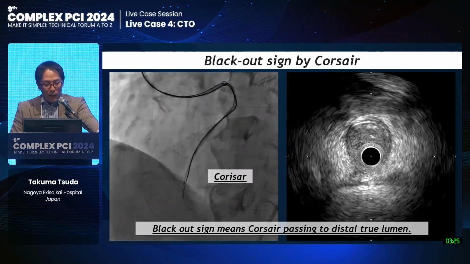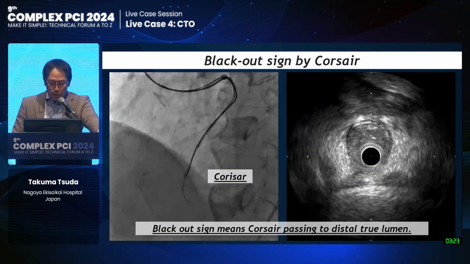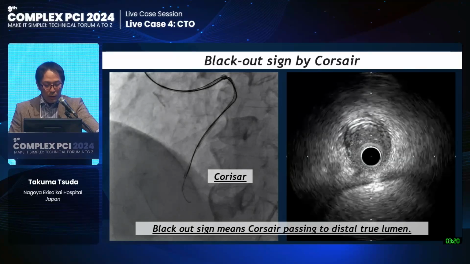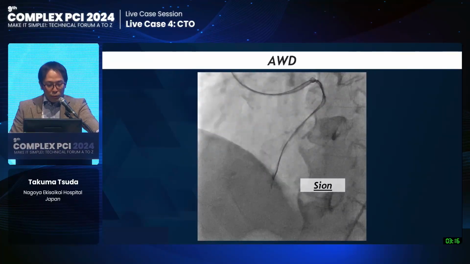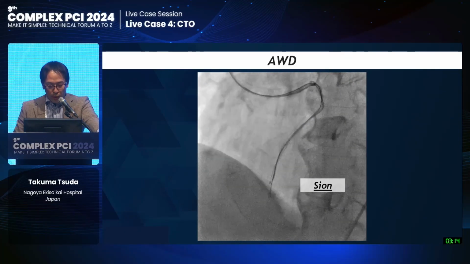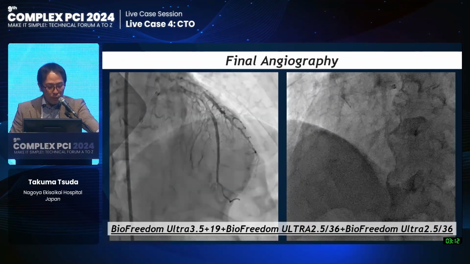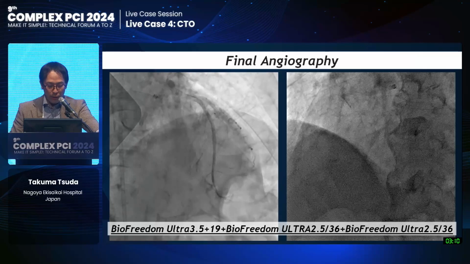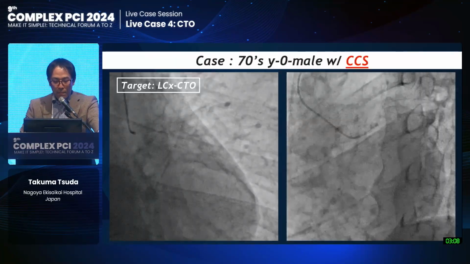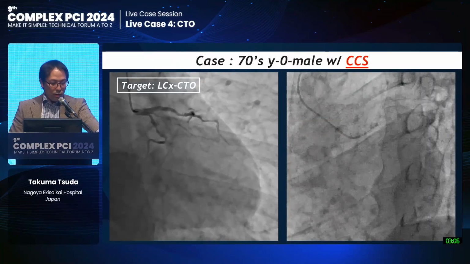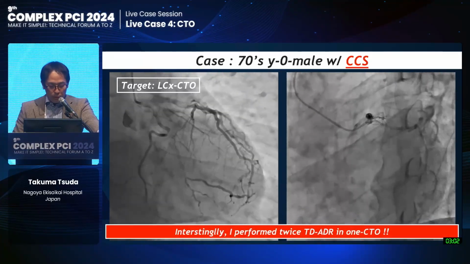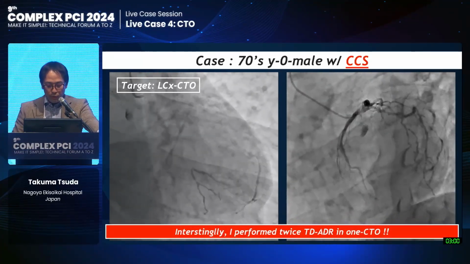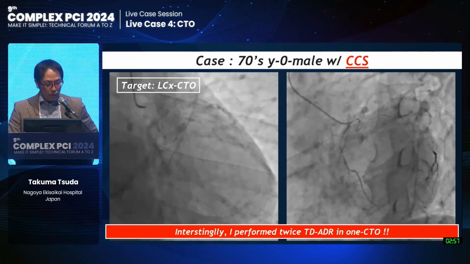Like this. So the blackout sign is also important to check the microcatheter position to de-escalate to the soft wire. And finally, we can recognize this CTO like this. So another case, this is a very interesting case, the circumflex CTO case. So I performed TD-ADR twice in one CTO in this case.